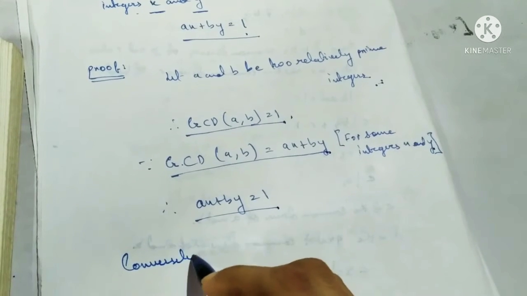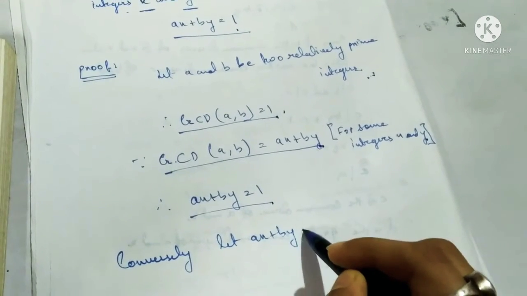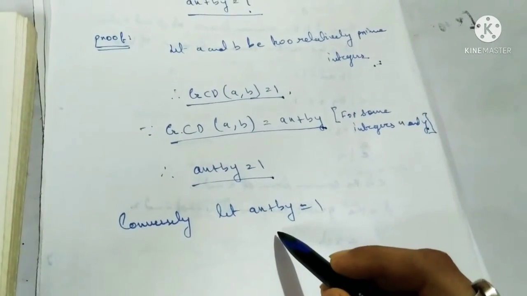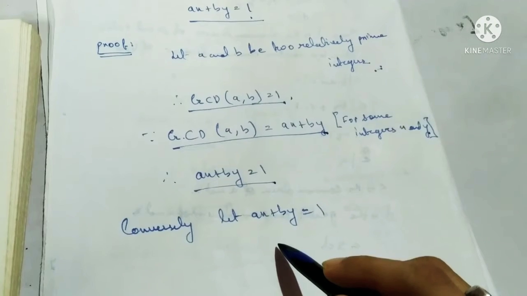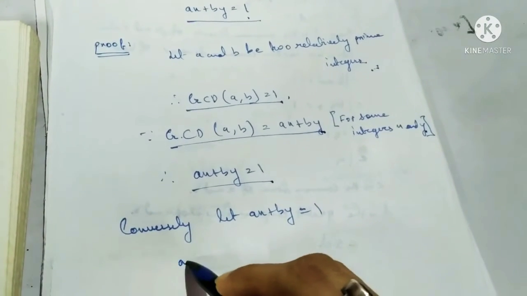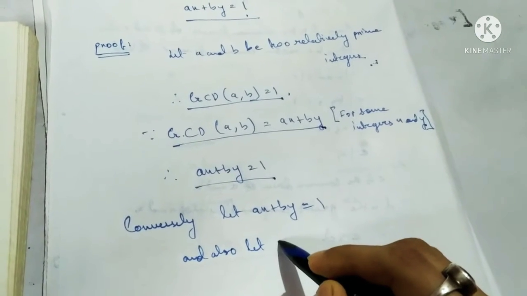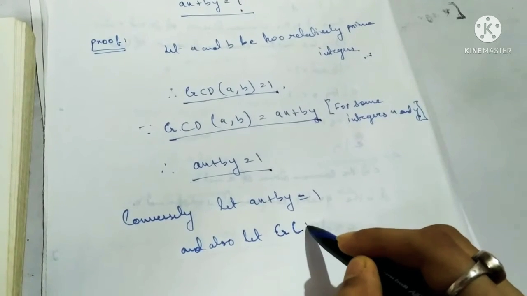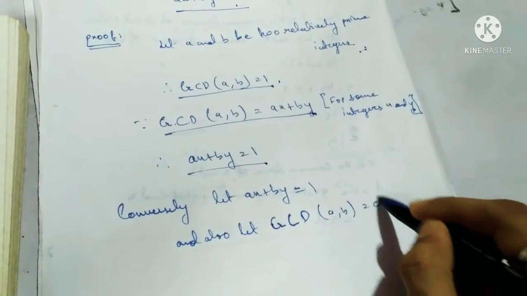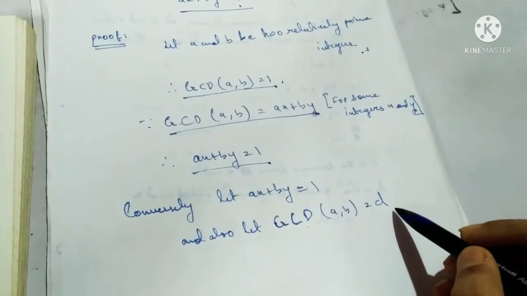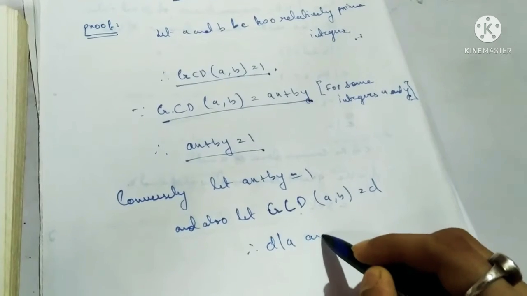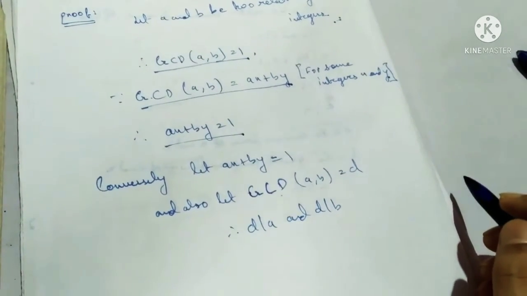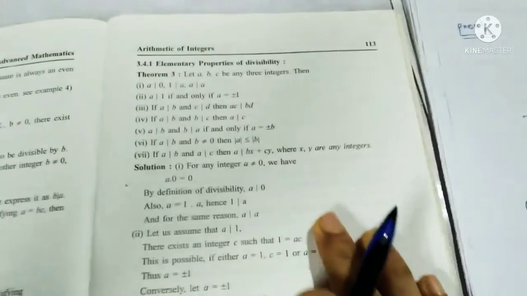Now conversely, let AX plus BY be equal to 1, and also let GCD of A, B be equal to D. Now GCD of A, B is equal to D, therefore I can say that D divides A and D divides B. This is from where I am getting it.